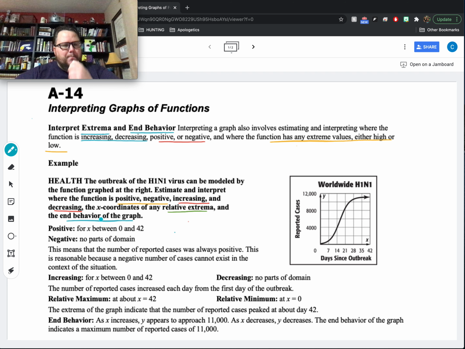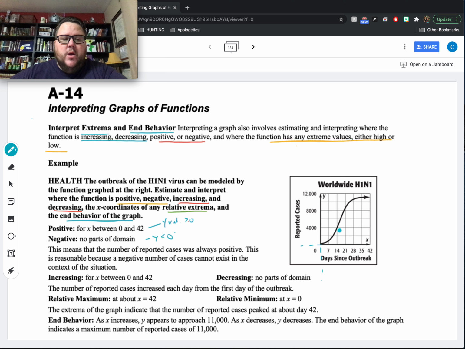So for a graph to be positive, when we're looking at positive, we're looking at y values. If it's positive, it's going to be greater than 0. And if it's negative, y is going to be less than 0. So in this graph, if I extended this x-axis, are there any points where y is below 0?